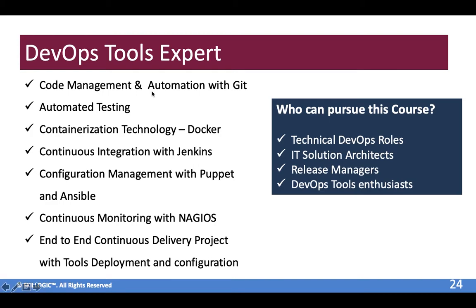So this particular course covers code management and automation with Git, automated testing with Selenium or JUnit based on the requirement. Container technology, Docker is the leader, right? We also have Kubernetes, which is touched upon along with Docker, used for container orchestration, continuous integration with Jenkins, configuration management with Puppet and Ansible, monitoring with Nagios, and of course at the end we have an end-to-end continuous delivery project with tools deployment.